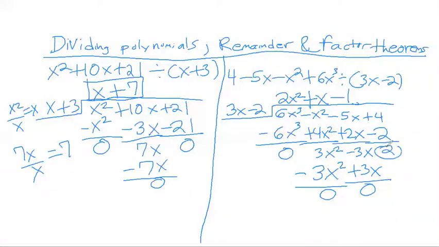This is my remainder. The remainder goes over your divisor. So it's going to be plus, since it's positive, because we have positive 2, plus 2 over 3x minus 2.